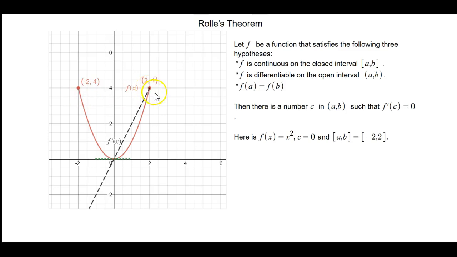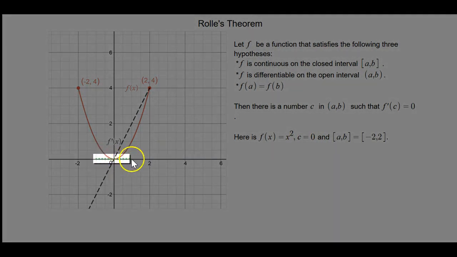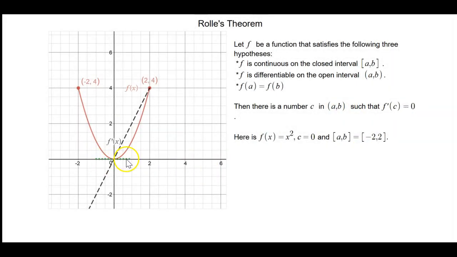So there's a number c in this interval where the derivative is 0. In this case, c is 0, because I know that the derivative of f of x equals x squared is just 2x, and 2x equals 0 at 0. So that's why we have c equals 0. And this little green dash shows you the horizontal line, which is the tangent at c.